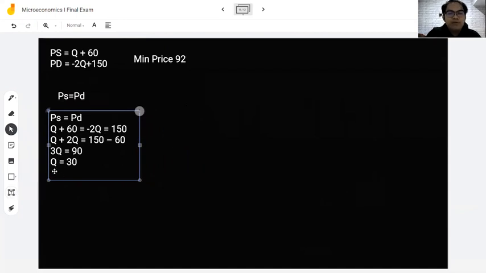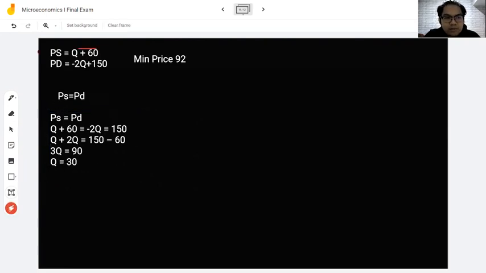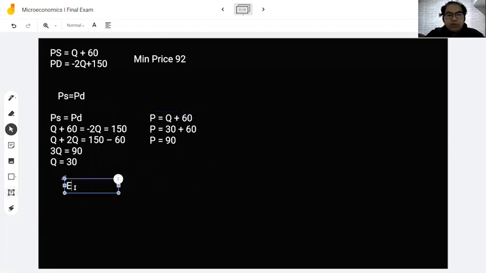After we get the variable Q, which is 30, we just need to insert Q into one of these two equations, whether it's the PS or the PD. But in this case, I will put the 30 into the PS equation. Okay, from this we can know the coordinate for the equilibrium. EQ equals Q is 30 and P is 90. So the equilibrium point is located at x of 30 and y of 90.